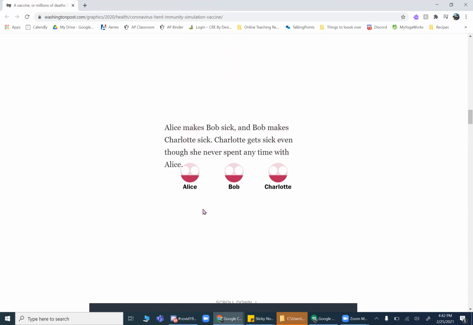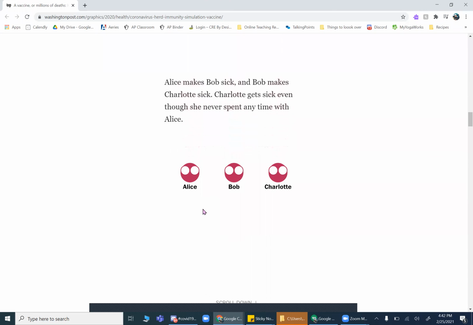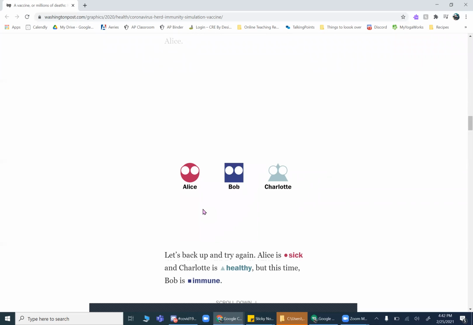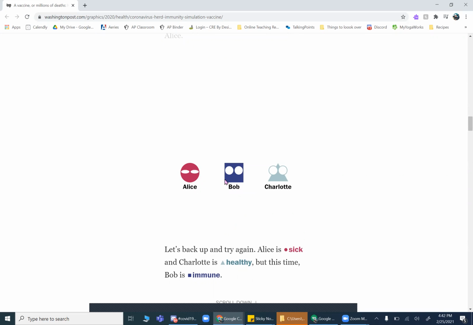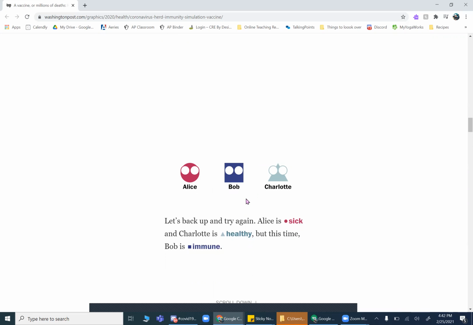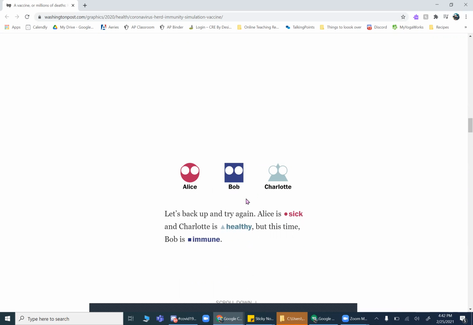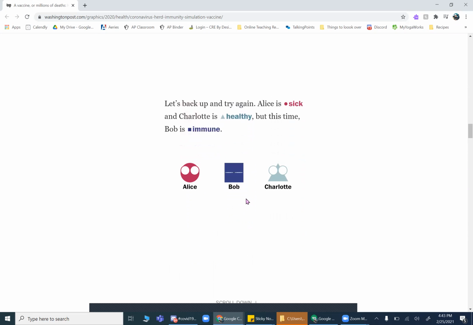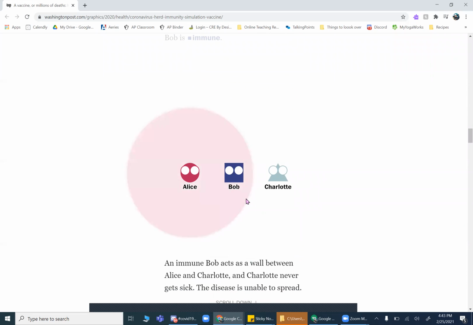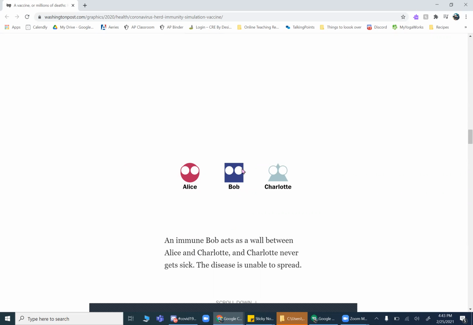Let's rewind the clock and imagine a scenario where, actually, let's back up. Alice is sick, Charlotte is healthy, but this time Bob is immune for some reason. Maybe Bob got the vaccine. Maybe Bob is just immune. And so, okay, let's try this scenario again. So we got Alice, Bob, and Charlotte. Now, an immune Bob acts as a wall between Charlotte and Alice, and Charlotte never gets sick because the disease is unable to spread through Bob.